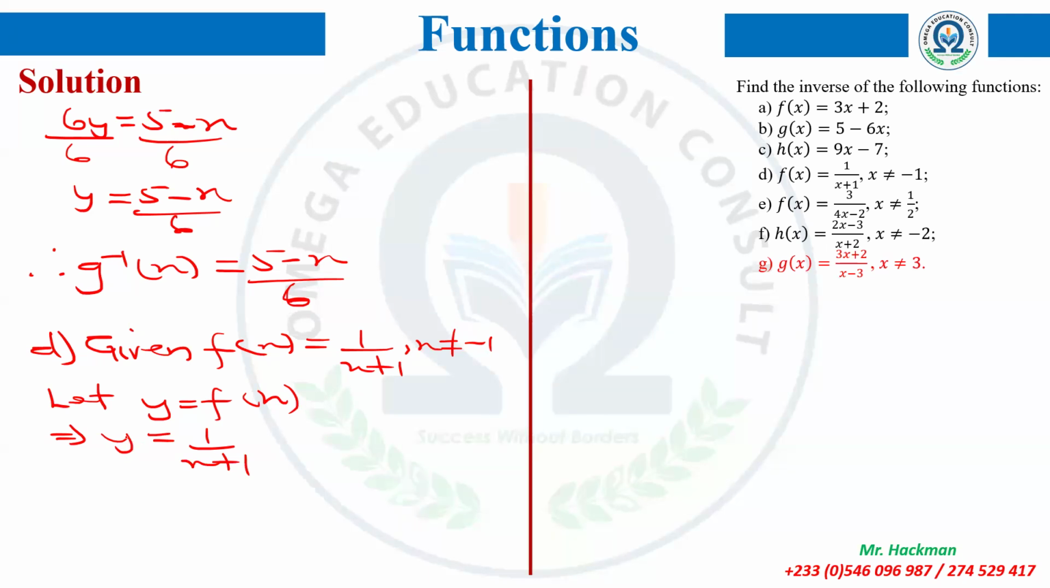Yes. Okay, great. The next step is to what? Interchange the variables. So interchanging x and y, what do we have? This will now be x. So x will be equal to 1 over y plus 1. All correct? Yes, sir.